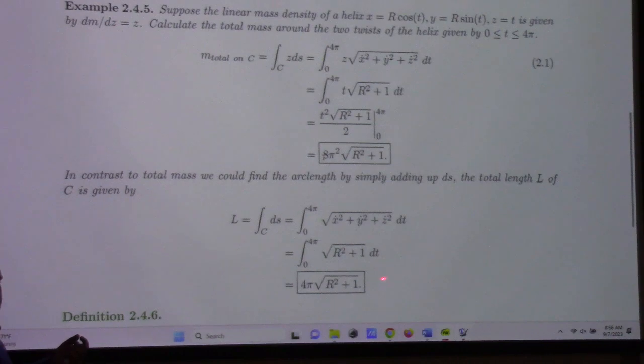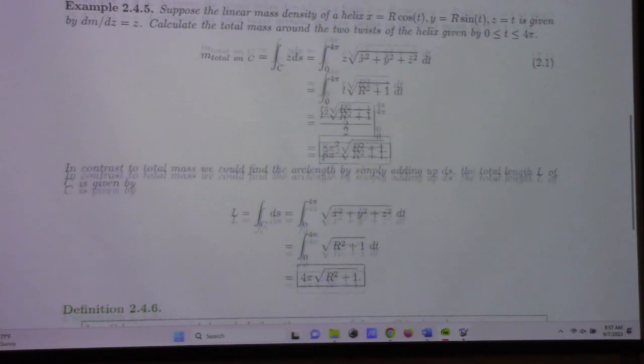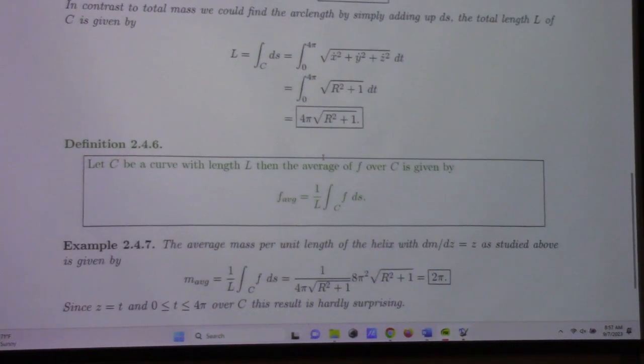So if you have the arc length, the length of the curve, and you've got the total mass of the curve, what would it mean if you divided the total mass by the arc length? Yeah, that would be the average mass per unit length. More generally, if you want to calculate the average of a function along a curve, you can calculate the integral of that function along the curve with respect to arc length and divide by the length. That would be the average of the function.